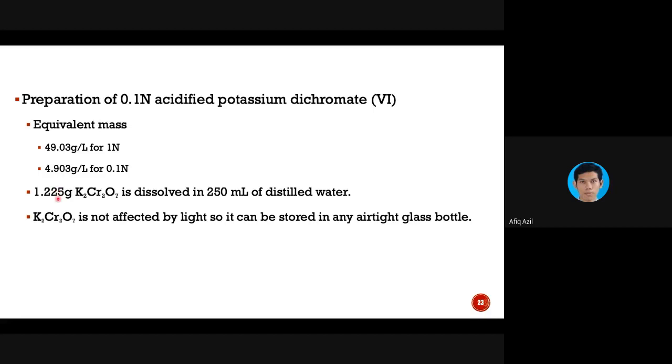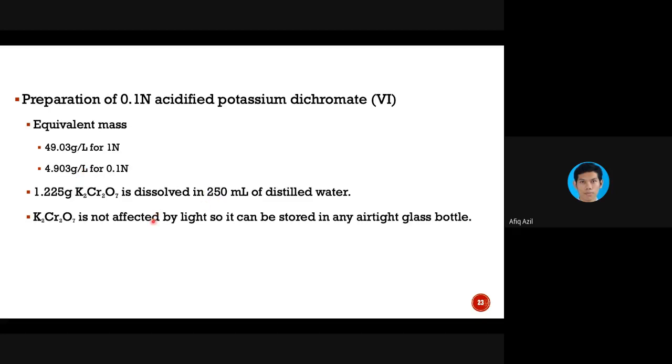So how it is prepared? This is by using 1.225 gram of potassium dichromate, you need to dissolve in 250 ml of water. So this is having the same concentration as this one. Okay, because you divide by 4, 1 liter of water divided by 4, you get 250 as well.